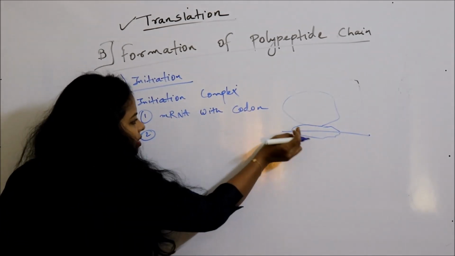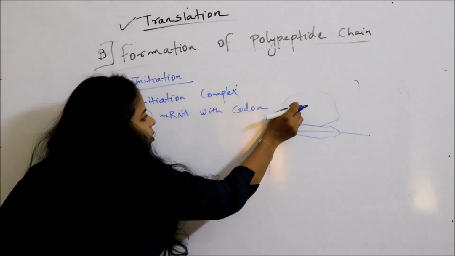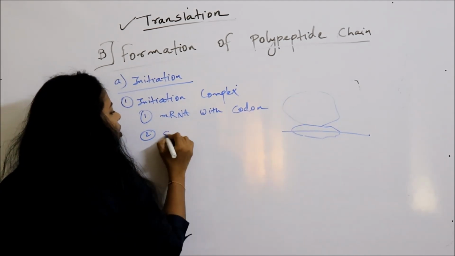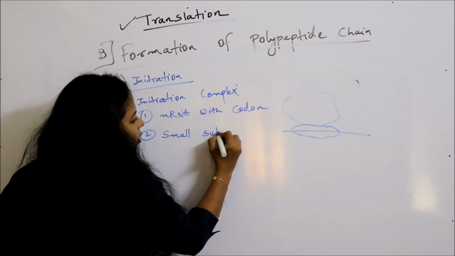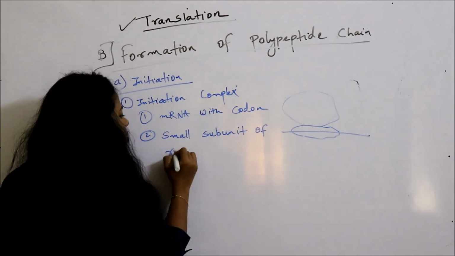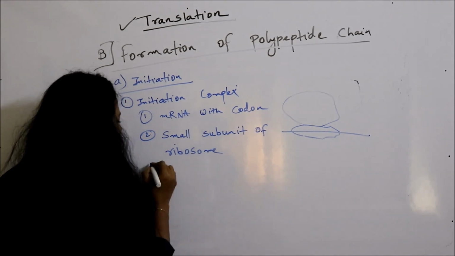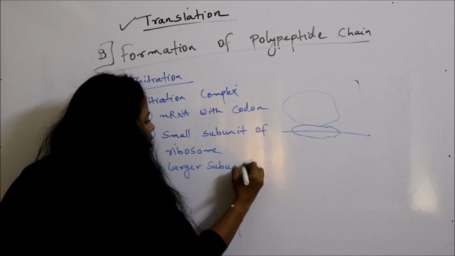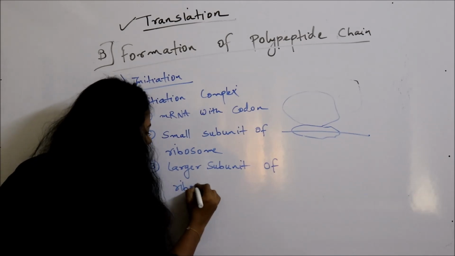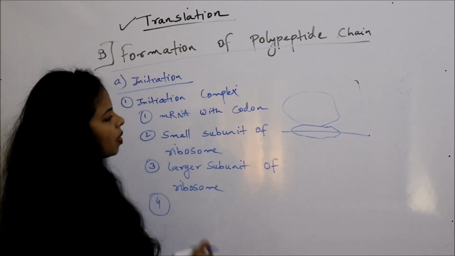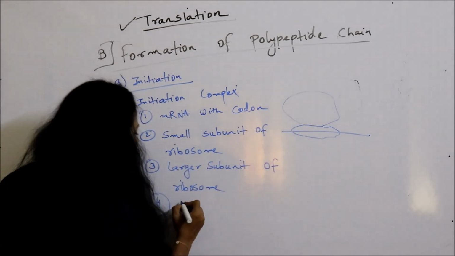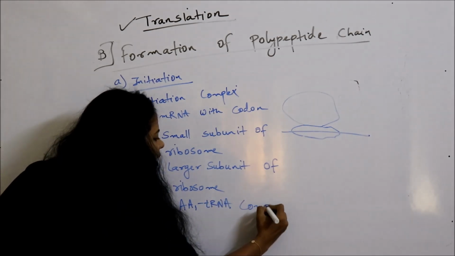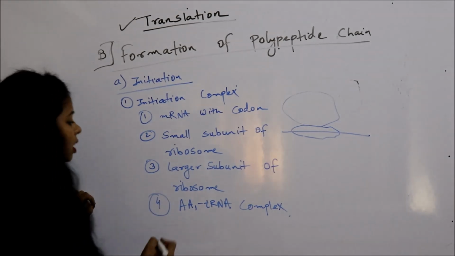So what you need is the 30S subunit and the 50S subunit of the ribosome. So you need the smaller subunit and the larger subunit of the ribosome. Now the next thing which you need: so you have the ribosome, you have mRNA. Now you need the first AA1 tRNA complex. You need the AA1 tRNA complex. Okay. Now next.